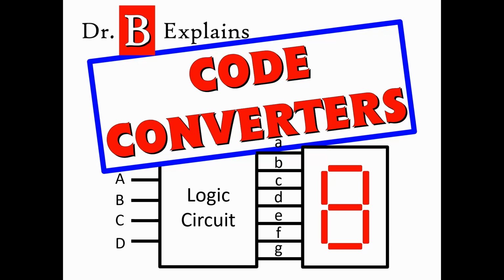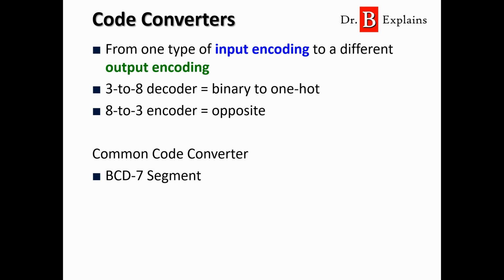In this video, we're going to learn about code converters. So what's a code converter? A code converter is a combinational logic subcircuit that converts from one type of encoding to another. Basically, it converts from one type of input code that you have to a different type of output code.